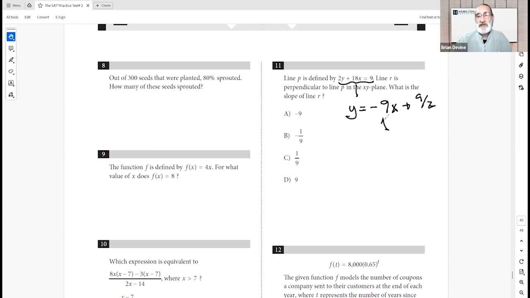So the slope of this is negative 9. And the slope perpendicular to this then should be, well, the opposite reciprocal. So 1 over 9. Flip it over, take the opposite sign, which is C.